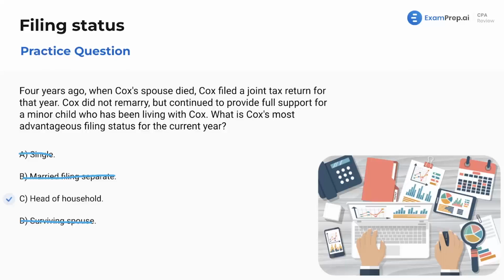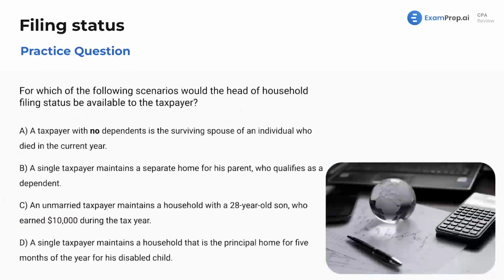Moving along, we've got another question. For which of the following scenarios would the head of household filing status be available to the taxpayer? That's a great question, and let's run through it and figure it out. First off, our answer choice A, a taxpayer with no dependents, is the surviving spouse of an individual who died in the current year. Give you a second to think about that. Is that going to be a possibility? Well, the head of household status is only available to taxpayers who are unmarried and maintain a household for a qualifying dependent. Boom, we're going to eliminate that.